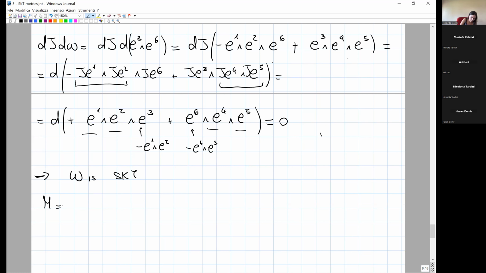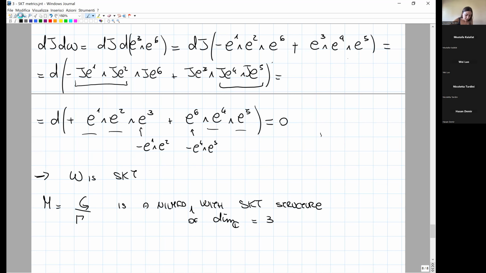And so this M given by G over gamma is a nil-manifold with SKT structure. Okay, of dimension 3, it is a nil-manifold of complex dimension equal 3.